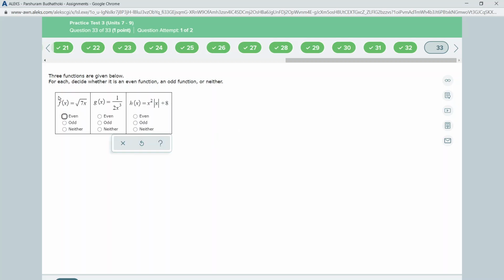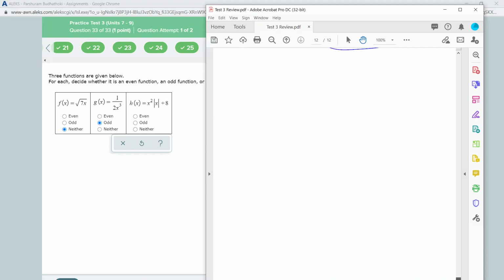And the last question: we need to find out whether it's an even or odd function. We have to use the same idea. This is the square root of x function. So this is neither, because to be an even function, the graph should be symmetric with respect to the y-axis. To be an odd function, the graph should be symmetric with respect to the origin, but this is not the case here. Here, this is 1 over x cubed. This is a cubic function, so this is an odd function. Here I need to replace x by negative x and check it. You can use the same trick for f of x and g of x, but I did not do that because they are very simple. So I'm going to do the last one.